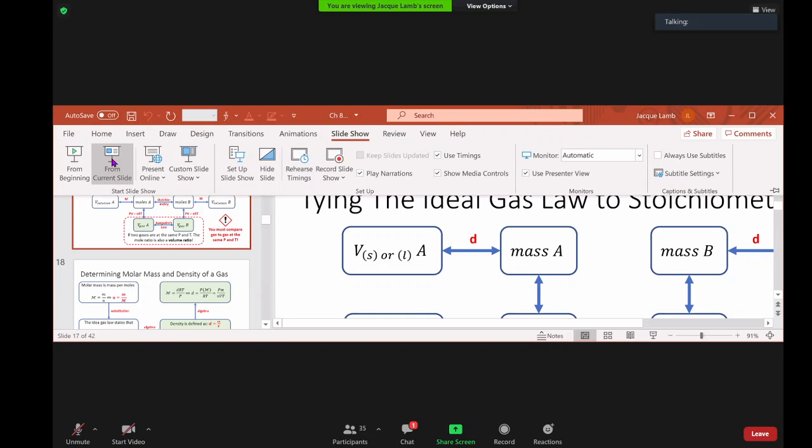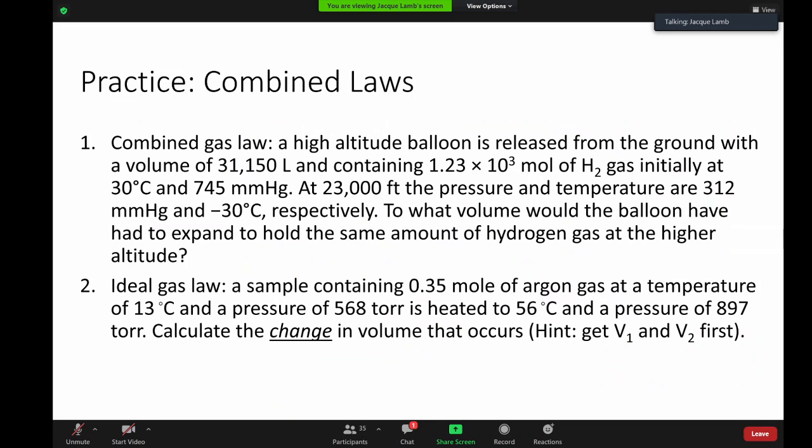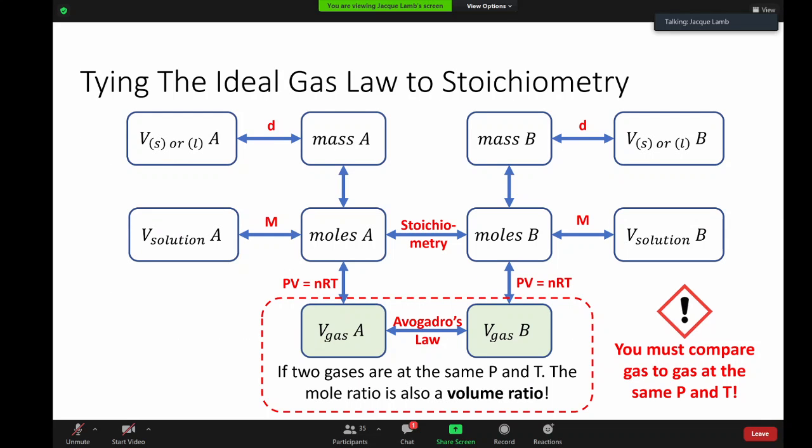Okay. All right, I don't think we did stoichiometry. I don't think we did this slide. But I think we ended with the combined gas laws. All this tells you is that we have now got a new way of getting into our stoichiometry equations, and that's using the volume of a gas.